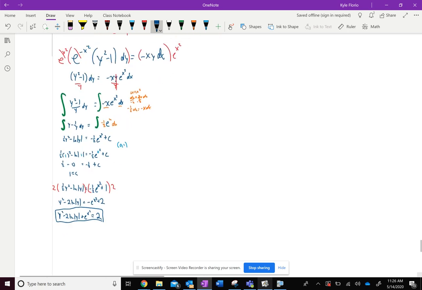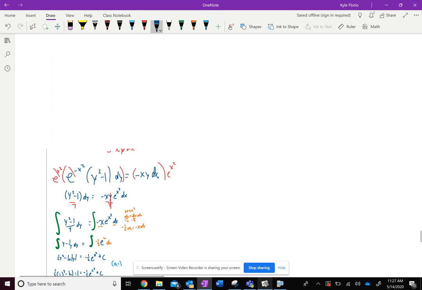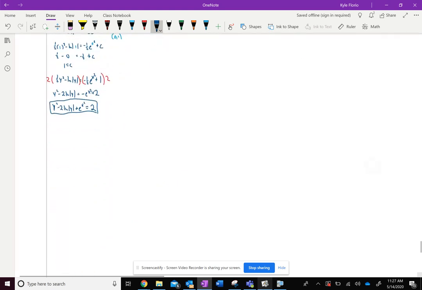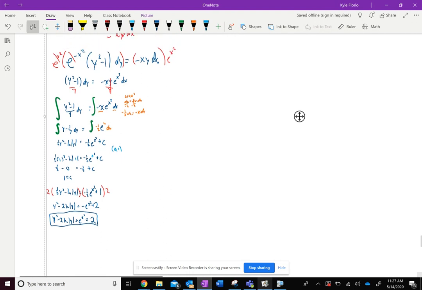That's what we get when we try to solve this differential equation. I don't have y by itself, but this is our particular solution to the differential equation, even though we don't have an explicit formula. We have an implicit formula. If you remember implicit differentiation, that happens sometimes.